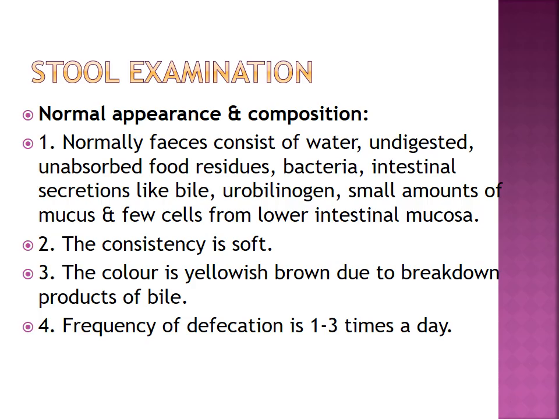So what is stool? It is an excretory product of the digestive system, that is the gastrointestinal system. Normally feces contain water, undigested, unabsorbed food residue, bacteria, and intestinal secretions like bile and urobilinogen. Because of that it is brown in color. The consistency is soft and the color is yellowish brown due to breakdown products of bile, that is hemoglobin, and usually it is 1 to 3 times per day.